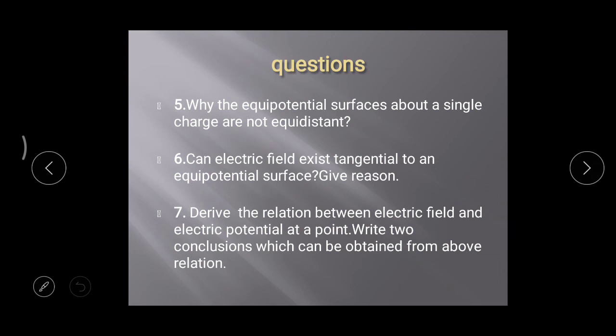Three questions are here in the next slide. The fifth question is why the equipotential surfaces about a single charge are not equidistant. This is because the electric field is decreasing in the direction of electric field, so potential also decreases and the gap also increases. In this way we can solve all these questions.